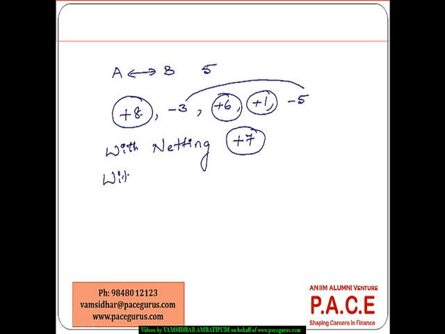But without netting, the negatives I simply ignore. I take them as zeros. And for the positives, 8 plus 6 is 14, plus 1 is 15. So the exposure is 15 million. The exposure is more than double without netting versus with netting. So that's the kind of difference closeout netting brings into the picture.